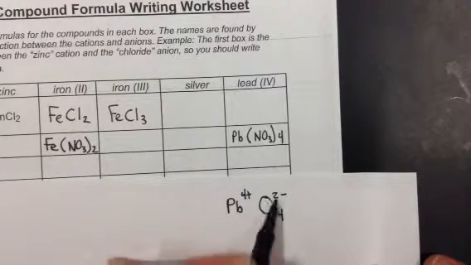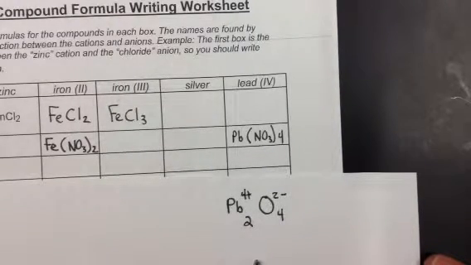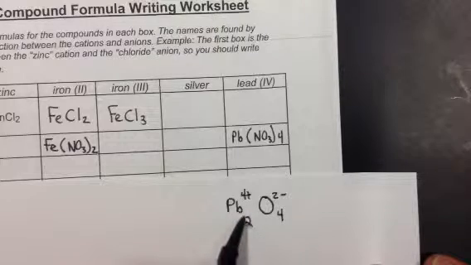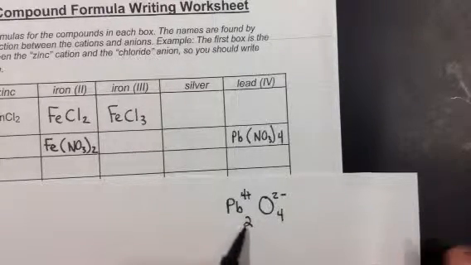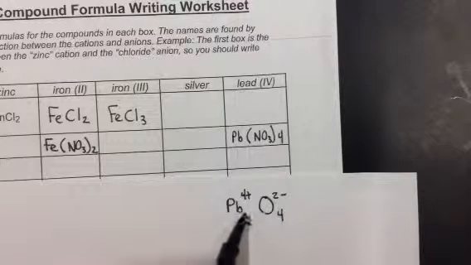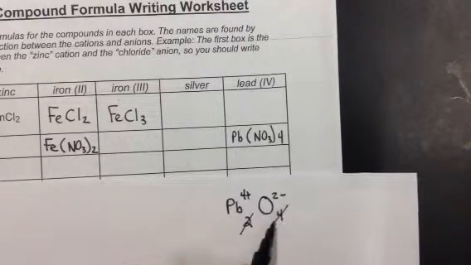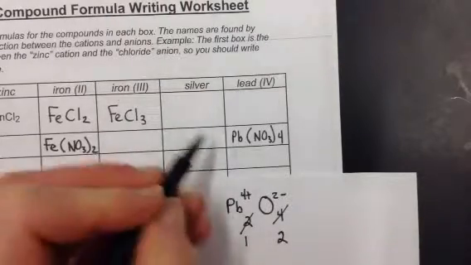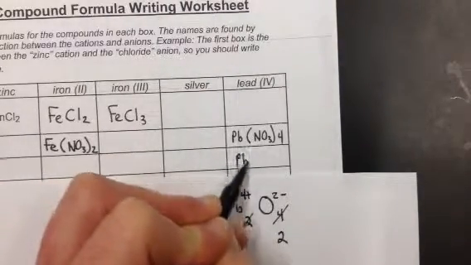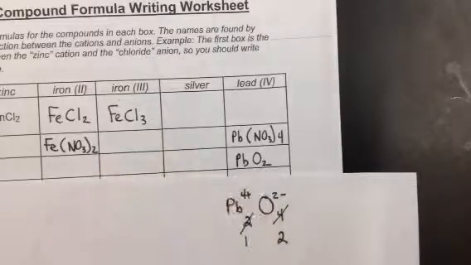We're going to swap 4 and 2. Now, this is where we reduce if we need to. If these are not the lowest ratio, you need to reduce it to the lowest ratio of elements in the ionic crystalline compound. 2 goes into 2 once, 2 goes into 4 twice, so this would be PbO2.